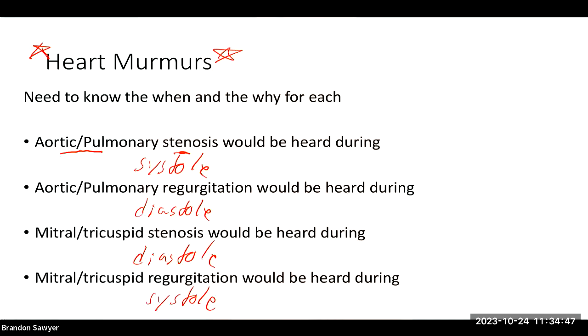Okay, let's take just a 5-minute stretch break, bathroom break. We'll start back up again at 11:40 and we'll keep going.